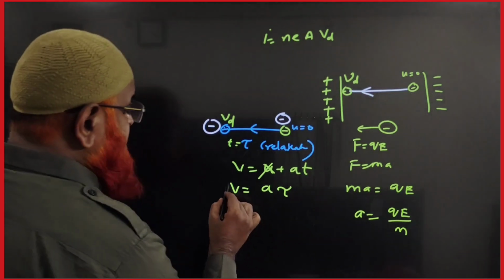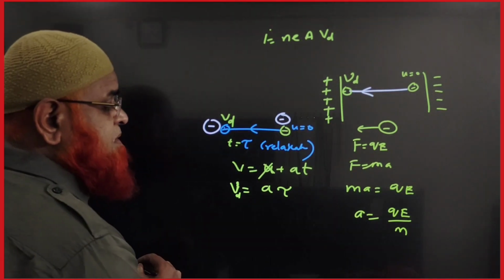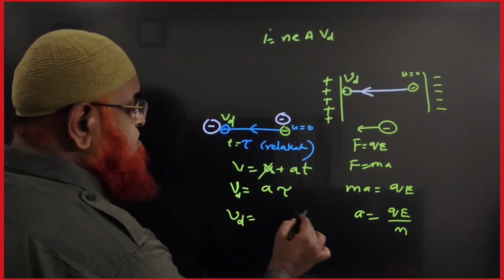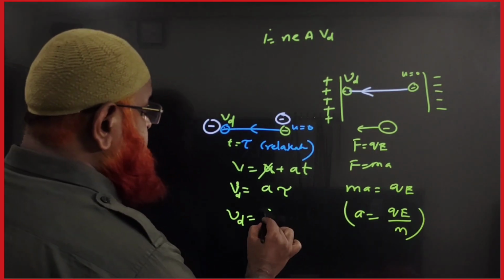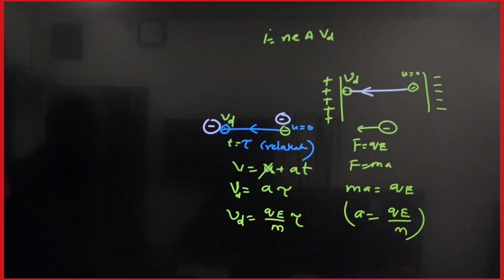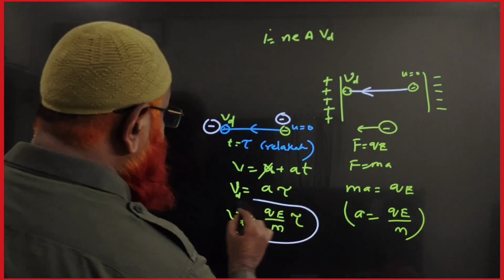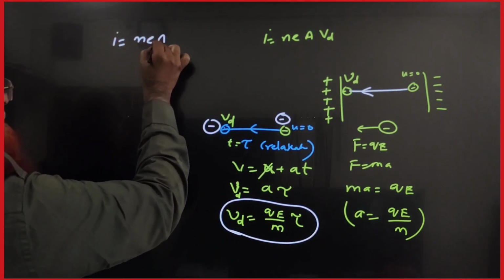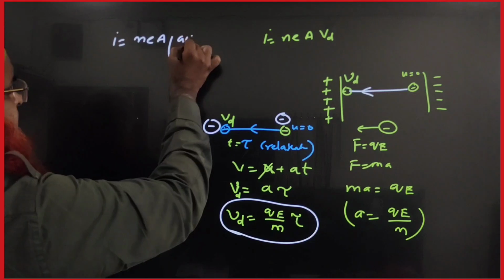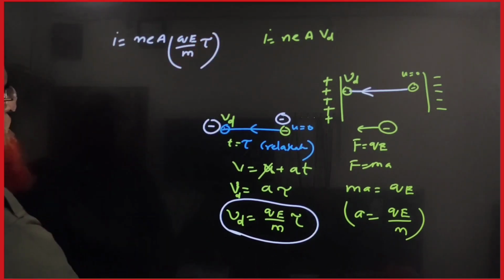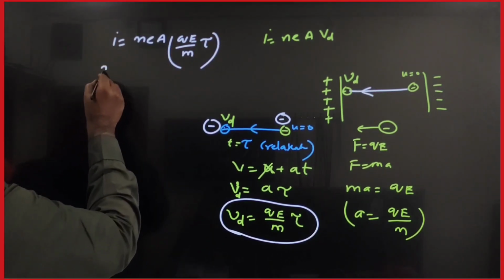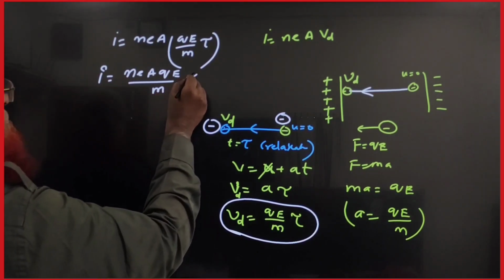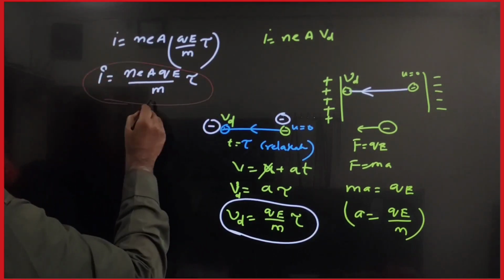So what type of velocity is it? Drift velocity, nothing but A into tau. Is it okay? So drift velocity is equal to A into tau. Therefore drift velocity is nothing but, A we just got as QE by M, so QE by M into tau. We got one more formula for drift velocity, that is Vd is equal to QE by M into tau. Therefore I will take this now, nEA Vd, and again we can write this as QE by M into tau, is it? Okay. So what I am going to get now, I is equal to nEA QE by M into tau. This is the formula now.